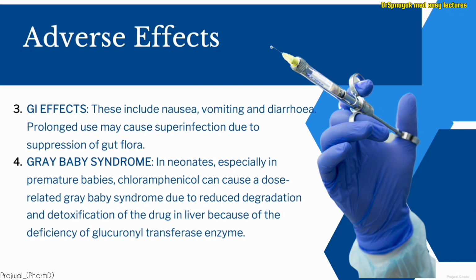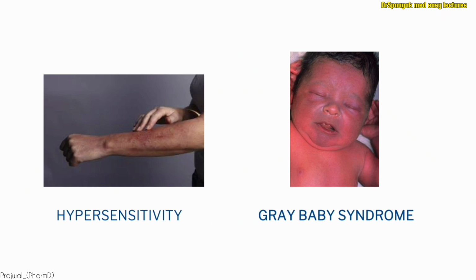In neonates, especially in premature babies, chloramphenicol can cause a dose-related grey baby syndrome due to reduced degradation and detoxification of the drug in liver because of the deficiency of glucuronide transferase enzyme. The manifestations are nausea, vomiting, abdominal distension, diarrhea, refusal to suck, cyanosis, irritability, and circulatory collapse. The skin appears ashen grey color, hence the name grey baby syndrome. Mortality is high, therefore chloramphenicol should be avoided in neonates. Here you can have a look at the images of grey baby syndrome and hypersensitivity.